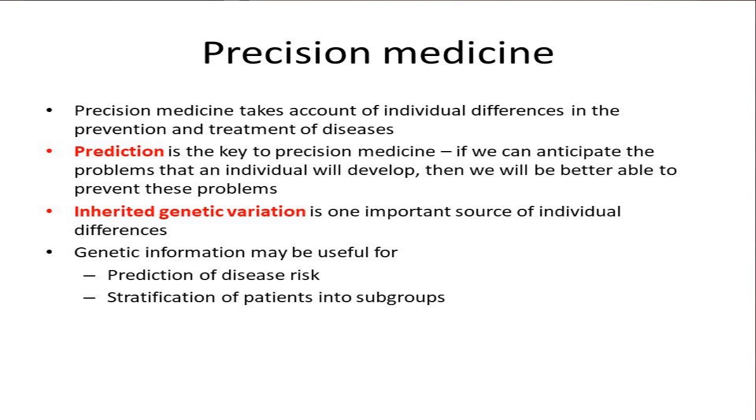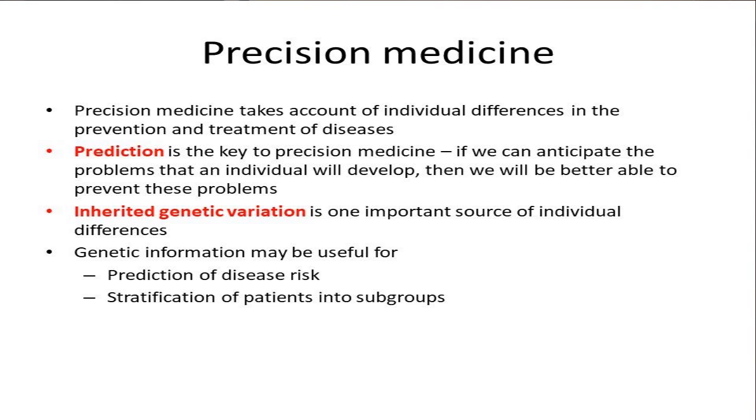I think precision medicine is about taking account of individual differences in the prevention and treatment of diseases. And I think prediction is the key to precision medicine, because if you can anticipate problems that an individual will have in the future, what disorder they will develop, what treatment they will respond to, and what complications they might have, then we'll be better able to prevent these problems.